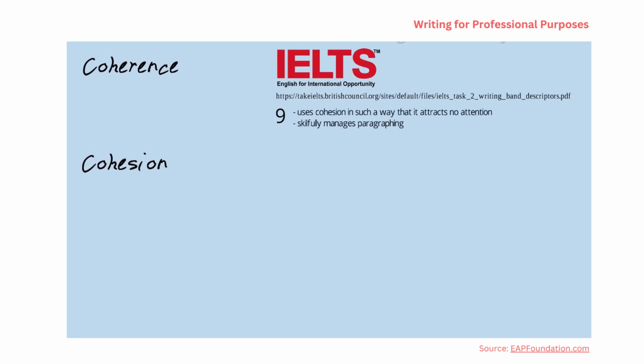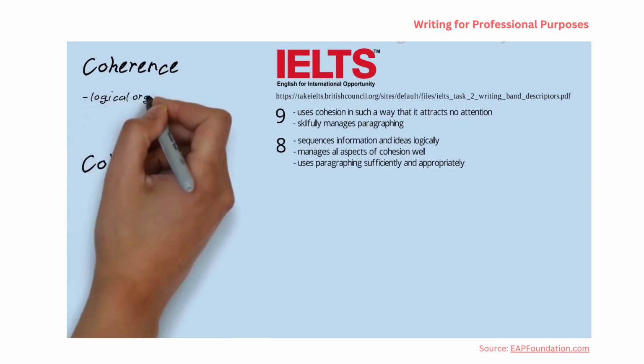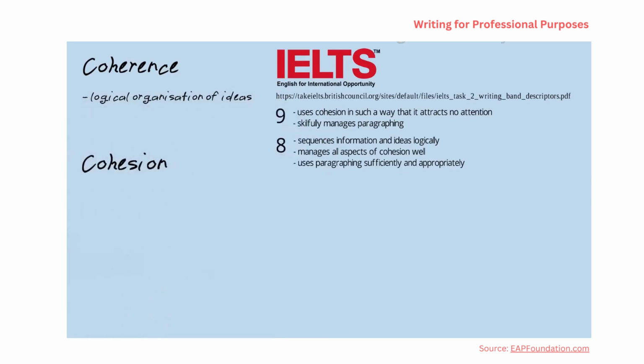Uses cohesion in such a way that it attracts no attention, skillfully manages paragraphing. This doesn't really give us much information, but if we look at the criteria for Band 8, we begin to understand a bit more what's being assessed. Sequences information and ideas logically, manages all aspects of cohesion well, uses paragraphing sufficiently and appropriately. So while there's not much detail for cohesion here, we can understand that for coherence, what's needed is logical organisation of ideas and appropriate paragraphing.